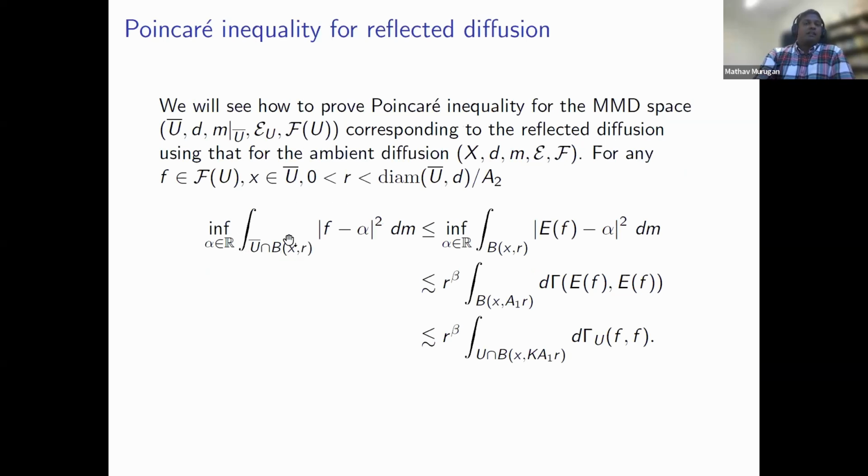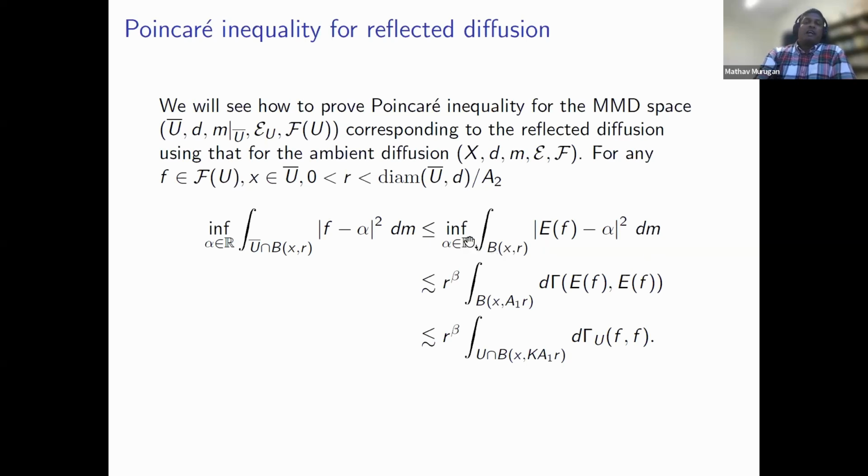So it's the ball in the ambient space intersected with the closure of U, where x is some point in the closure of U, where the reflected diffusion is defined. And this is less than or equal to what happens if you replace Bx(r) intersection U with the whole space, because this is an integral over a larger space, and this extended function coincides with the original function on the domain U. So this comparison is trivial.